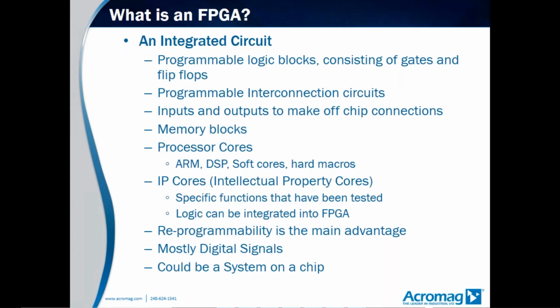There's a fixed amount of inputs and outputs to make off-chip connections. And as I mentioned, you typically will have memory blocks, SRAM primarily. You could add processor cores, for instance, ARM processors like the A53 or the R5, hard macros like the microprocessor, and then also you can integrate soft cores into your FPGA. And IP cores, intellectual property cores, these typically have a specific function that has been tested, and you take this known good logic and integrate that into your FPGA.